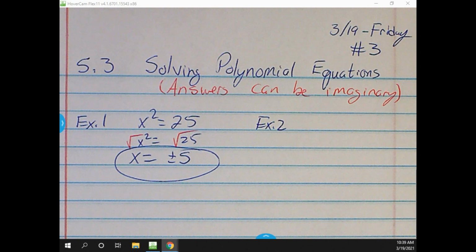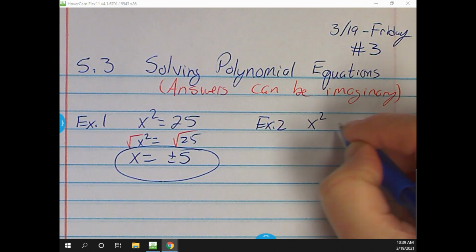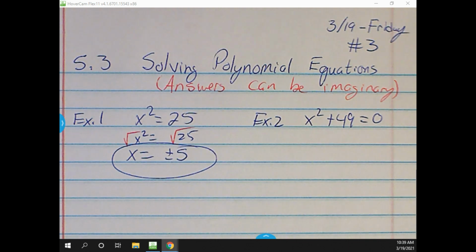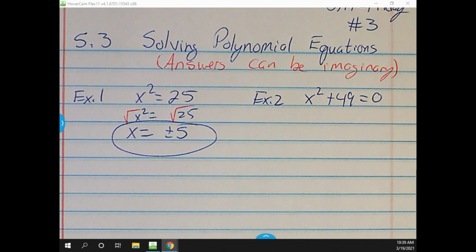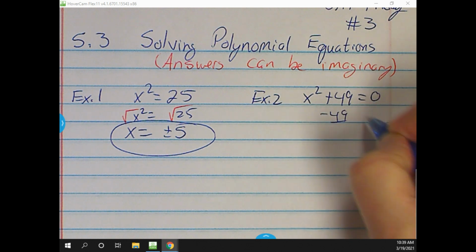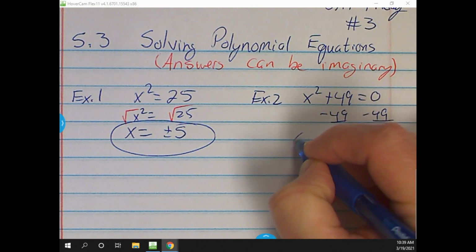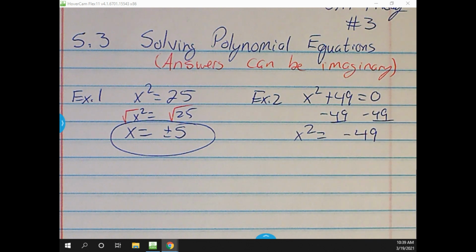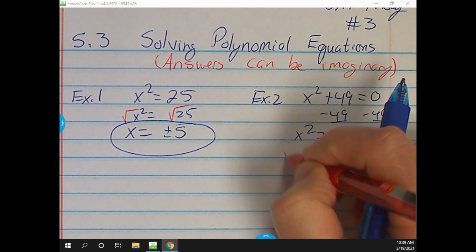All right, this one just a little bit different, but kind of along the same lines. Let's go with x squared plus 49 equals 0. First thing is, if we just move the 49 over to the right-hand side, it looks a lot like this one. So we'll subtract 49 and get x squared equals negative 49. Okay, we've got x squared equals a number. We can go ahead and square root both sides.